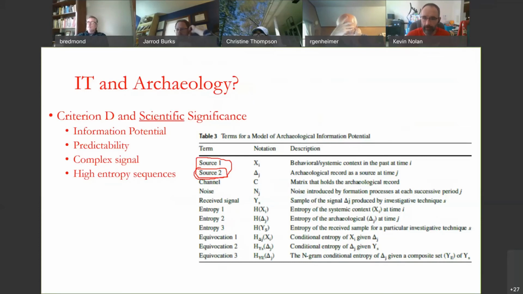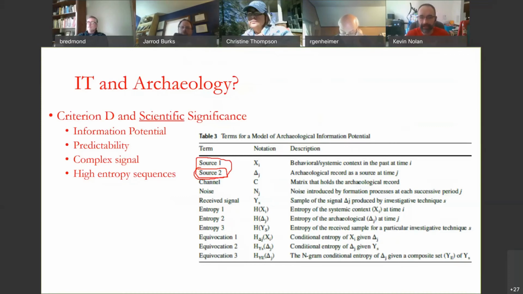We can sample that over and over and over again. But it also is a channel. It is a storage medium from the original. And so we have a gap between our two different sources. We can never sample source 1, the behavioral and systemic context, but we can reduce our uncertainty about that by repeatedly sampling source 2, the archaeological record, and developing models of how behavior goes into material.